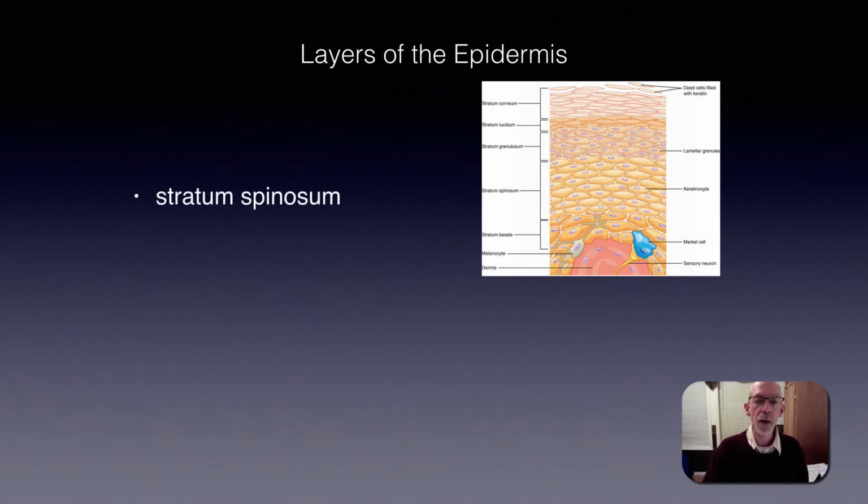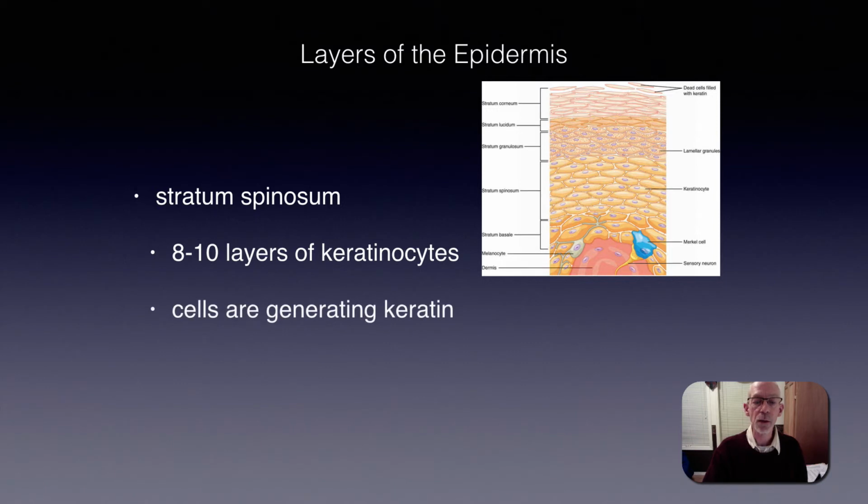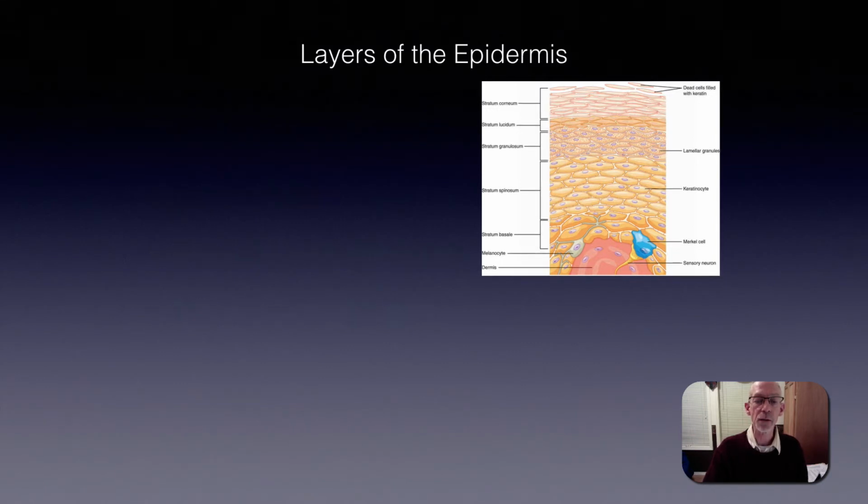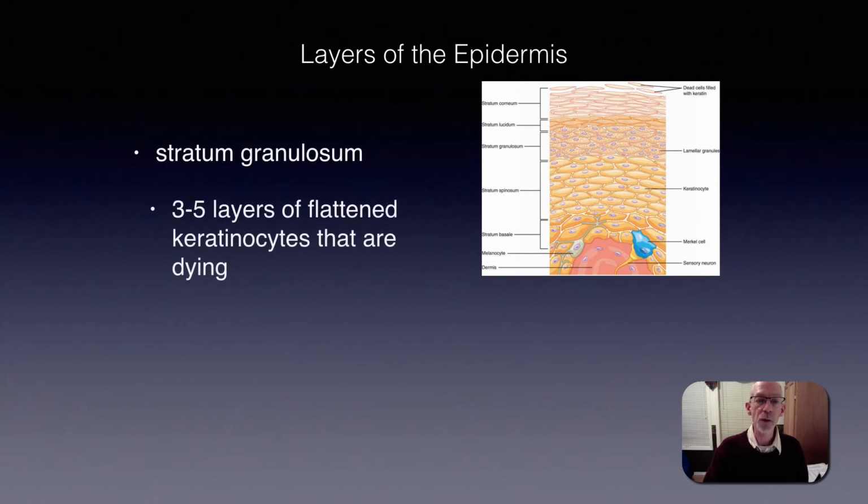The next layer up is the stratum spinosum. This consists of 8 to 10 layers of keratinocytes, and these are the cells that are actually generating keratin. The next layer up is the stratum granulosum. It consists of 3 to 5 layers of flattened keratinocytes, and these cells are dying.